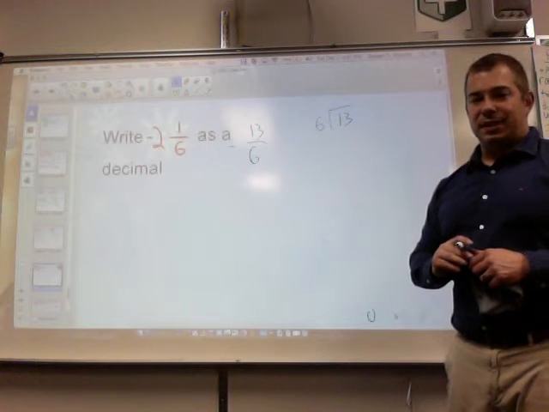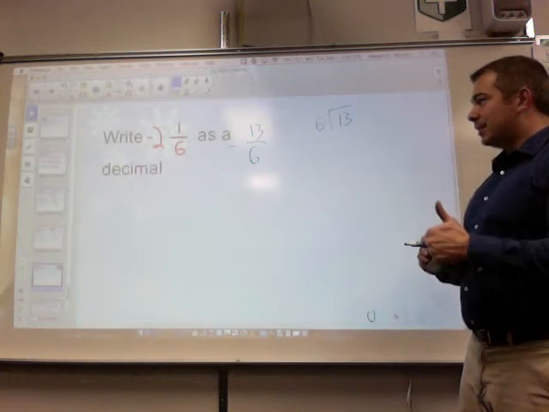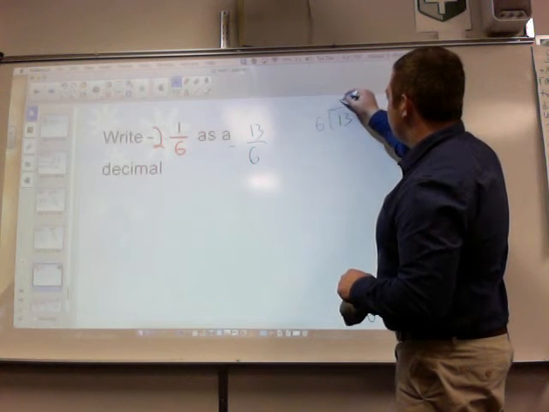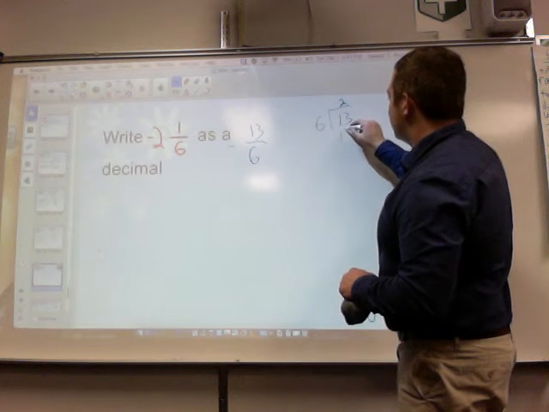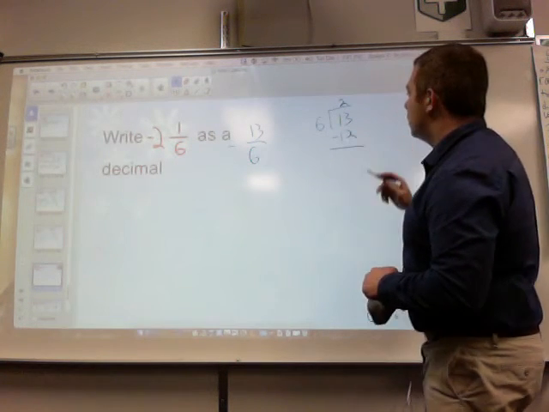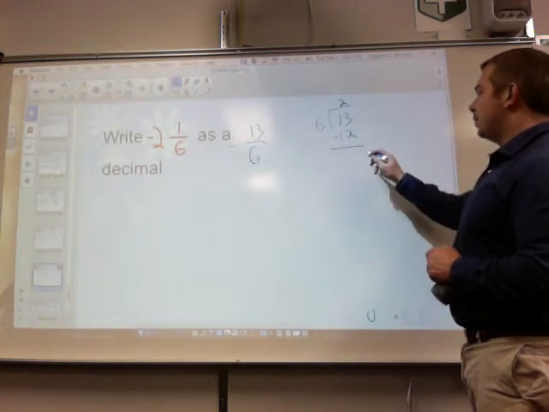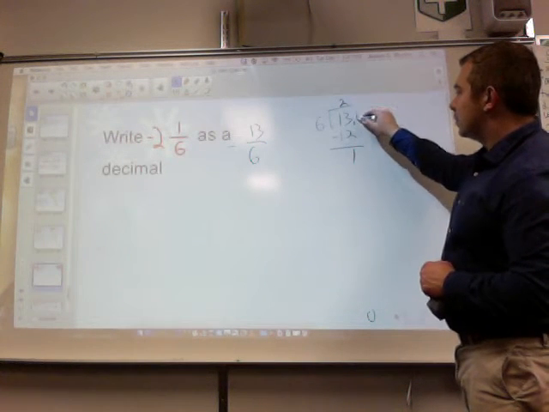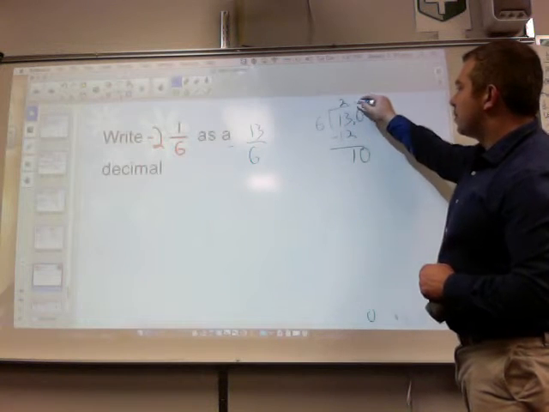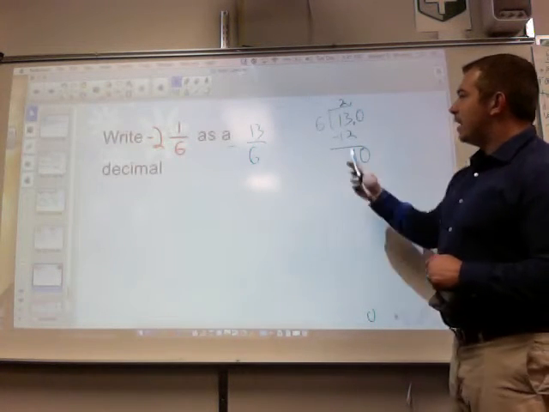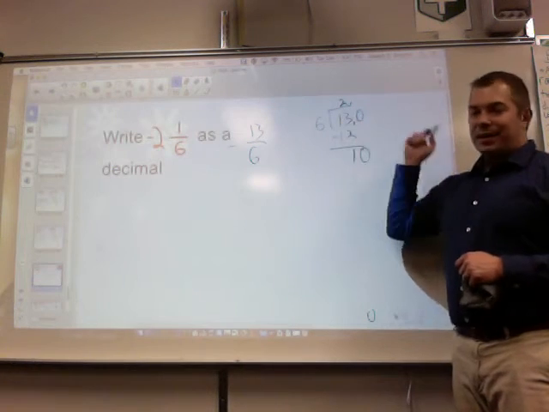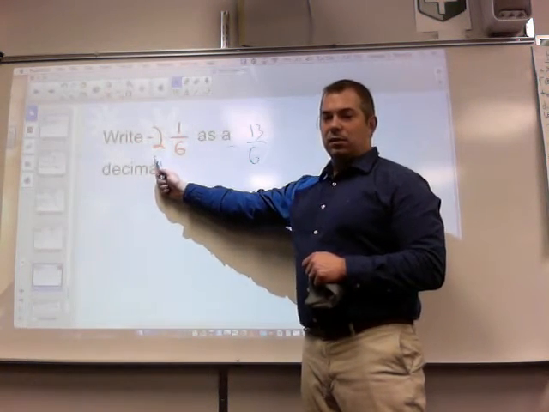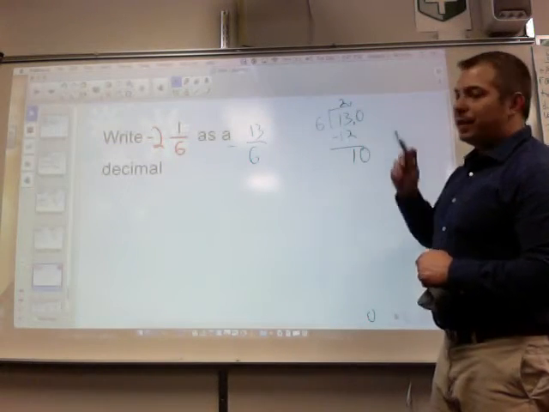Okay, here we go. How many times can 6 go into 13? 6, 12. All right, so it goes in twice, and 6 times 2 is 12. So 13 minus 12 equals 1. So I have to annex a 0 here. All right, and I'm going to bring my decimal up here as well. Notice that I'm going to have 2 point something because I had a 2 over here.